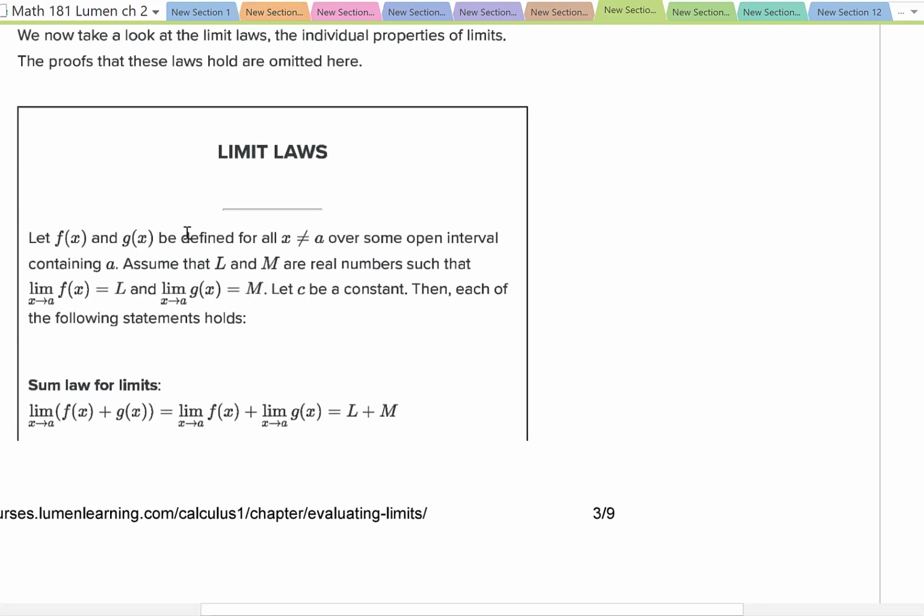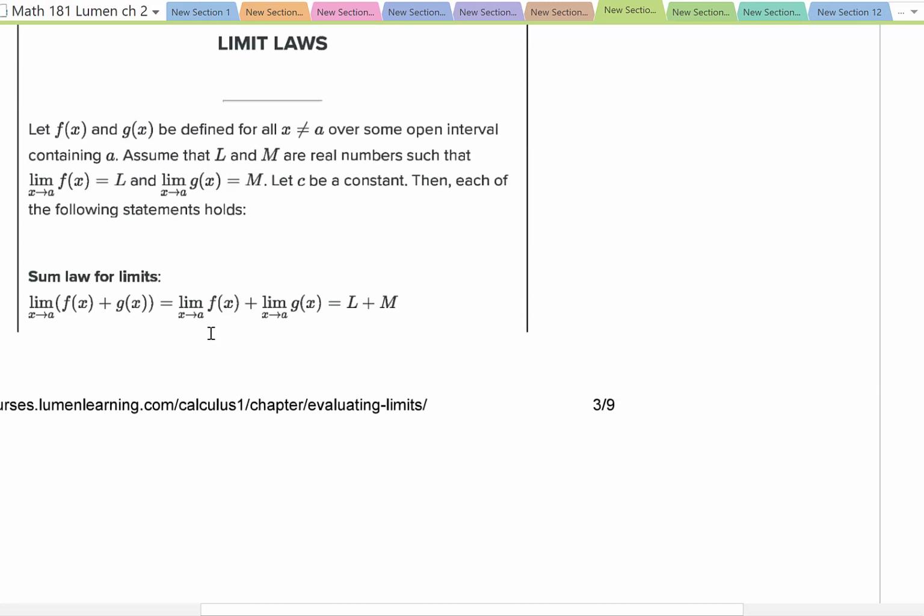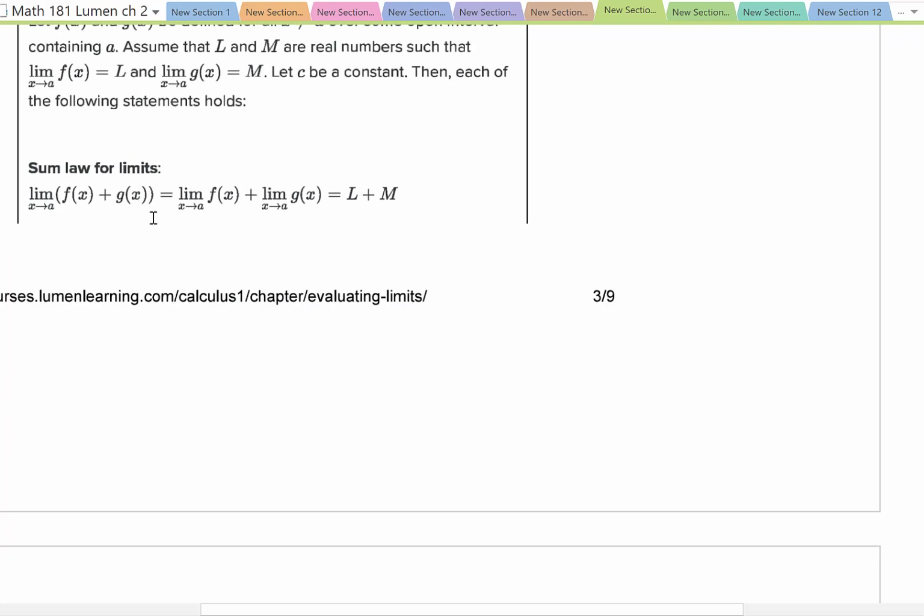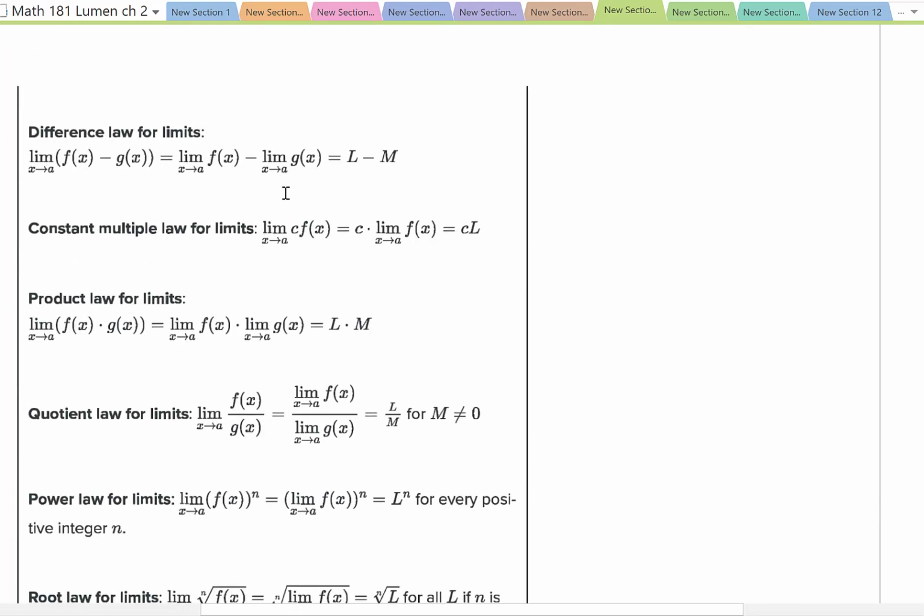Limit laws. Let f of x and g of x be defined for all x not equal to a for some open interval containing a, assuming that L and M are real numbers, such that the limit of f of x as x approaches a is L, and the limit of g of x as x approaches a is M. Let c be a constant, then each of the following statements holds. If you have the limit of a sum, that's going to be the sum of their limits. If you have the limit of a difference, that's going to be the difference of their limits.